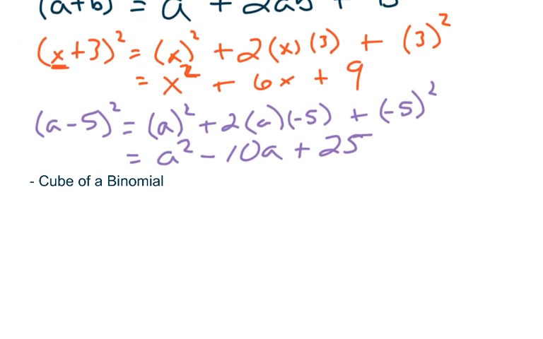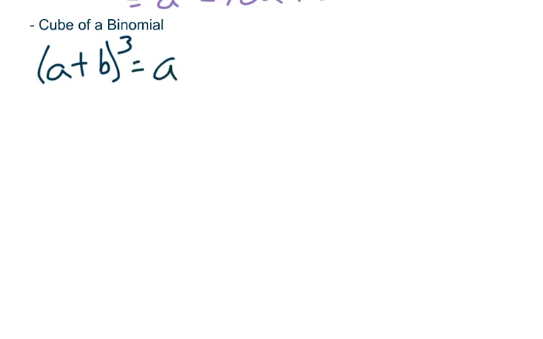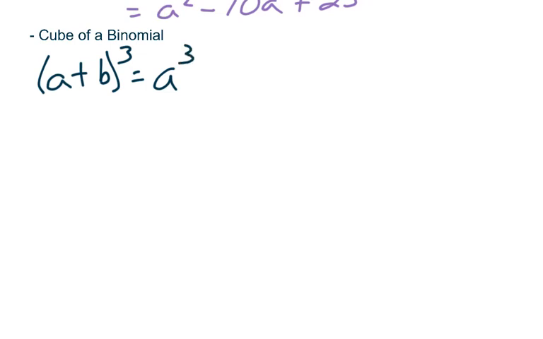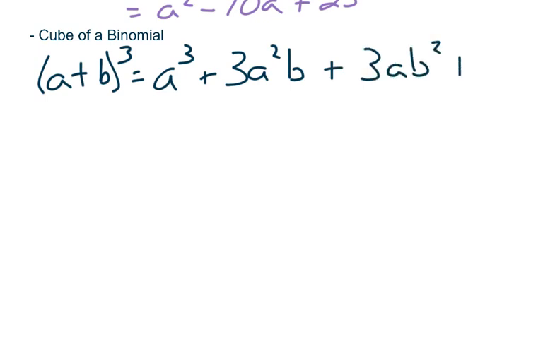All right, so moving on to the third pattern, the cube of a binomial. If I have (a plus b) cubed, this pattern is a little different, a little longer: a cubed, plus 3a squared b plus 3ab squared plus b cubed. That is the pattern for the cube of a binomial. So if you had something like (x plus 4) cubed, we can plug things into our formula.